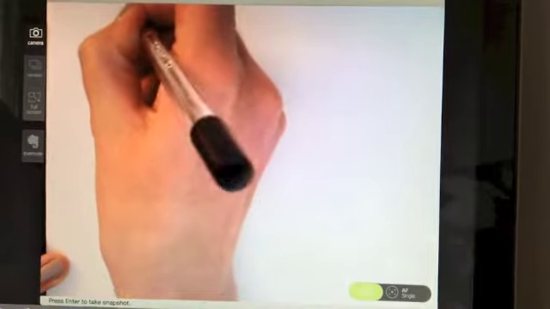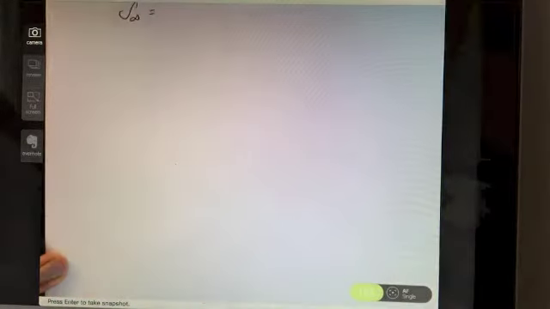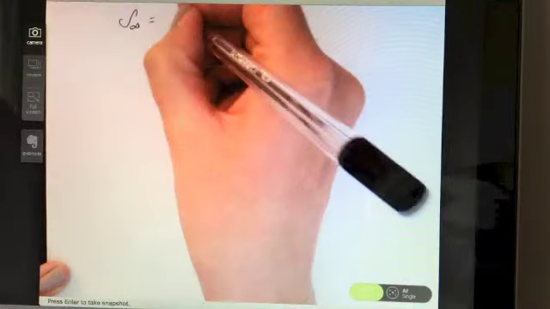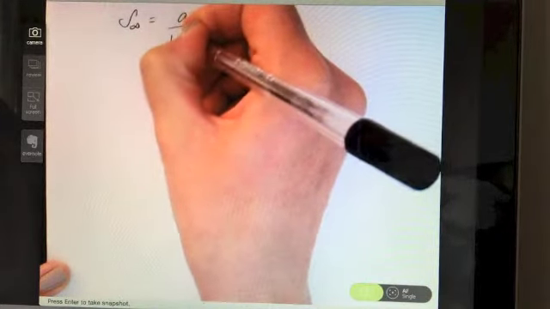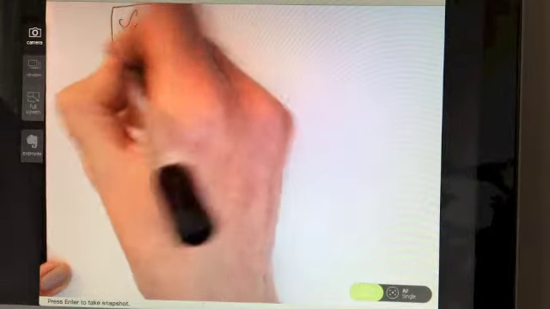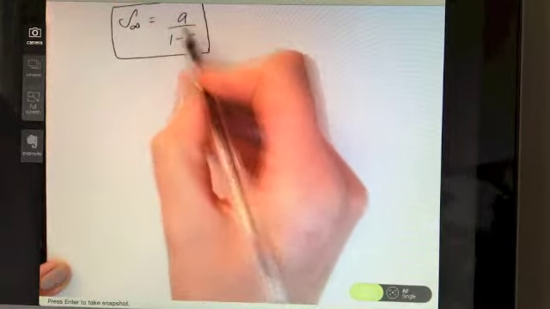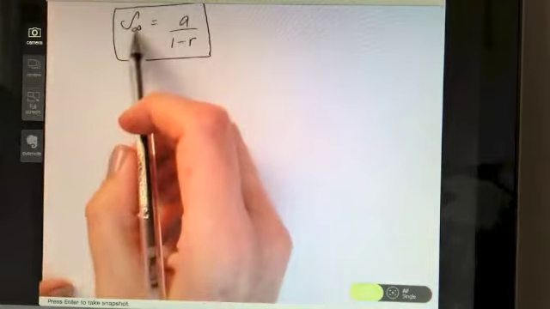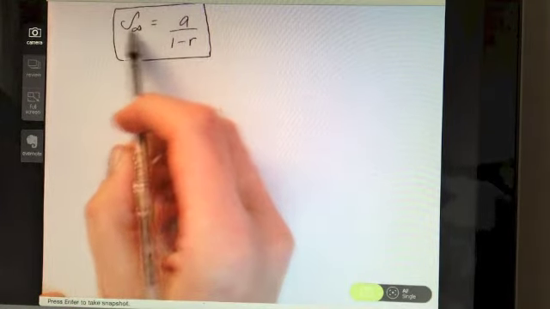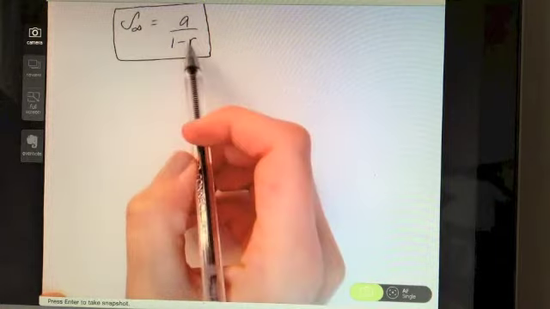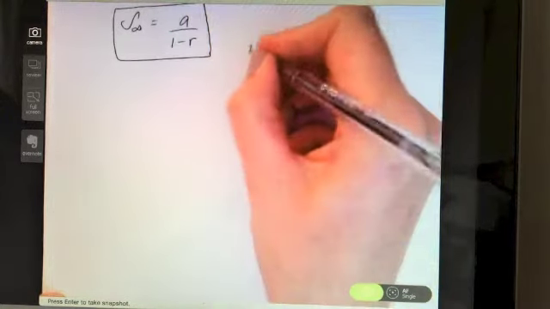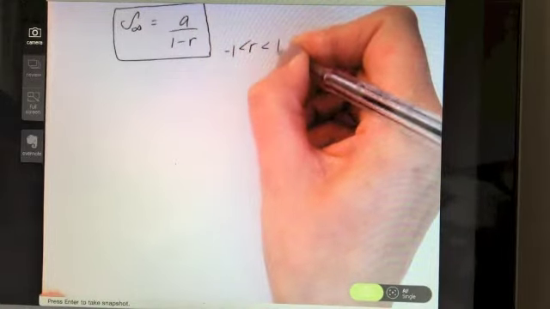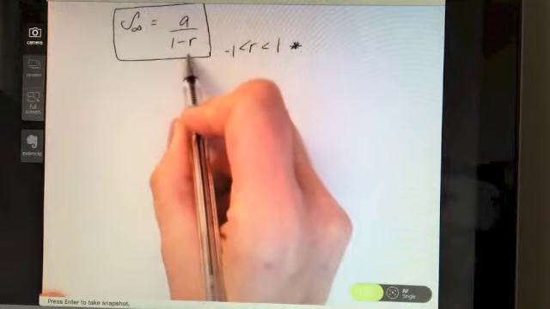Okay, so the last element of geometric series that I want to cover here is the other formula that's given to you in your log tables, which is the sum to infinity of a geometric series. So here's the way it's given in your log tables. Sum to infinity is equal to a over 1 minus r. Obviously a is the first term and r is the common ratio. Now the only way this makes sense, that we're adding on an infinite amount of terms, is if the common ratio is between -1 and 1. Okay, and that is the stipulation for this formula.